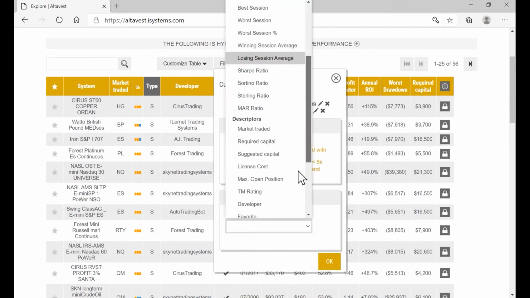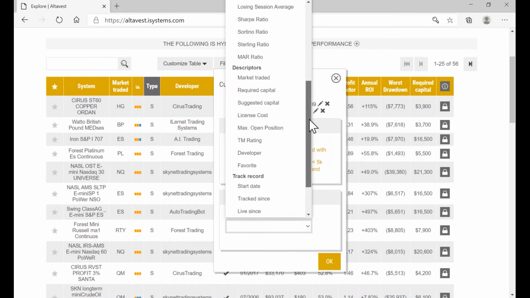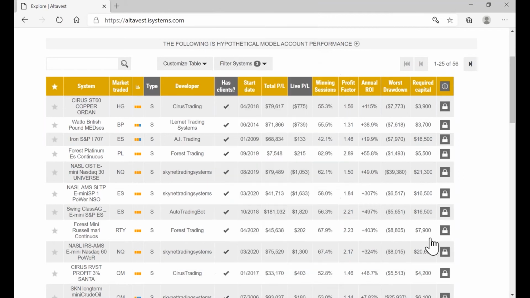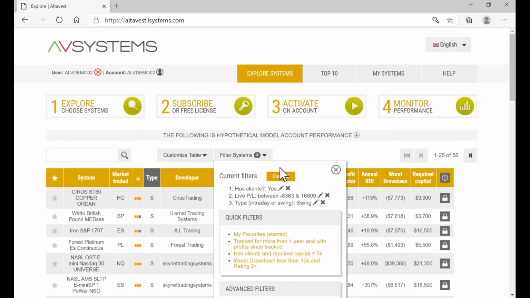And I'll point out too that when I mentioned swing trading and intraday, just to be clear, intraday means the system is always out by the close. So it's never going to be in over a weekend, and that can be for better or for worse. Now you see all those filters. I'll go ahead and clear all those.